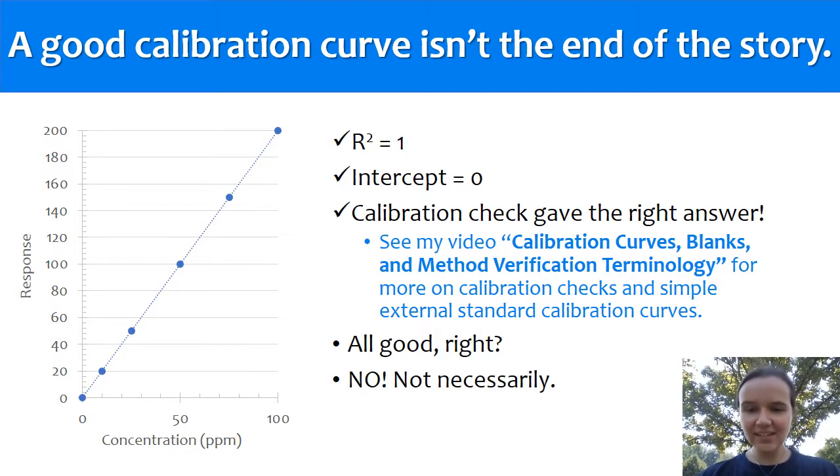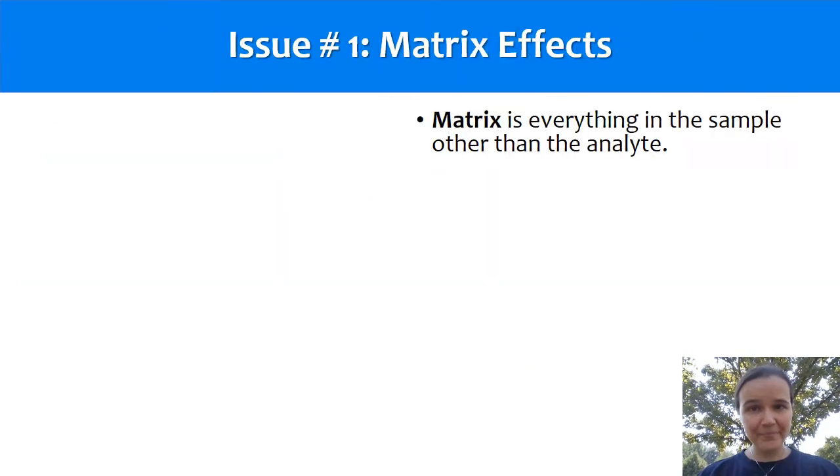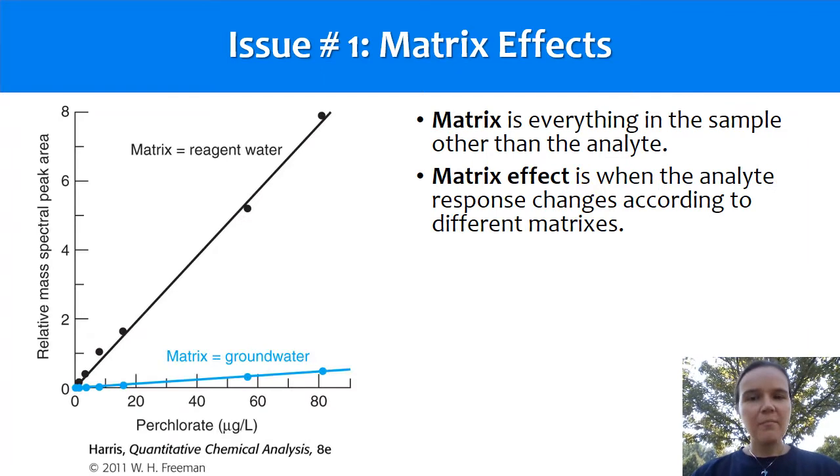Well, not necessarily. Just because it's linear and you have a 0 intercept and you got your calibration check, which you probably made in the same matrix, distilled water, as your calibration curve, doesn't mean that everything is fine. So the first problem that's common is matrix effects. The matrix is everything in your sample other than the analyte itself. Matrix effects are when the analyte is going to change its response according to different matrices.